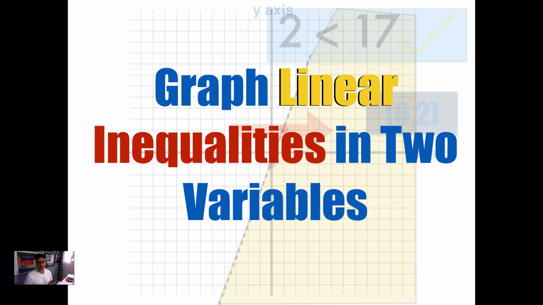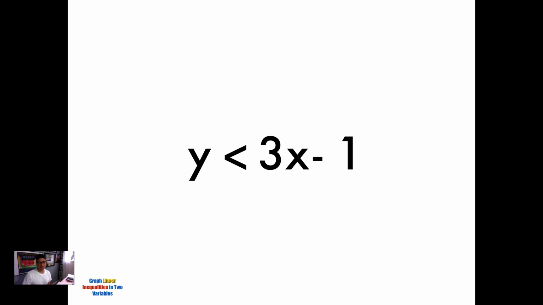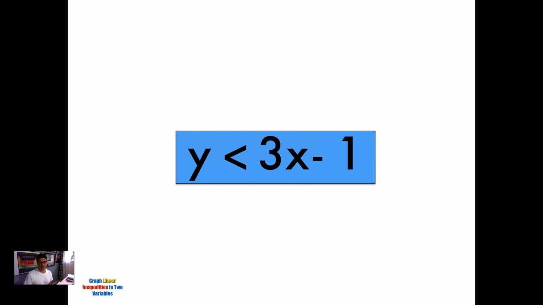This is graphing linear inequalities in two variables. So this is the equation that we're going to be looking at: y is less than 3x minus 1. This is already in slope-intercept form with my y, my mx, and then my y-intercept, negative 1.